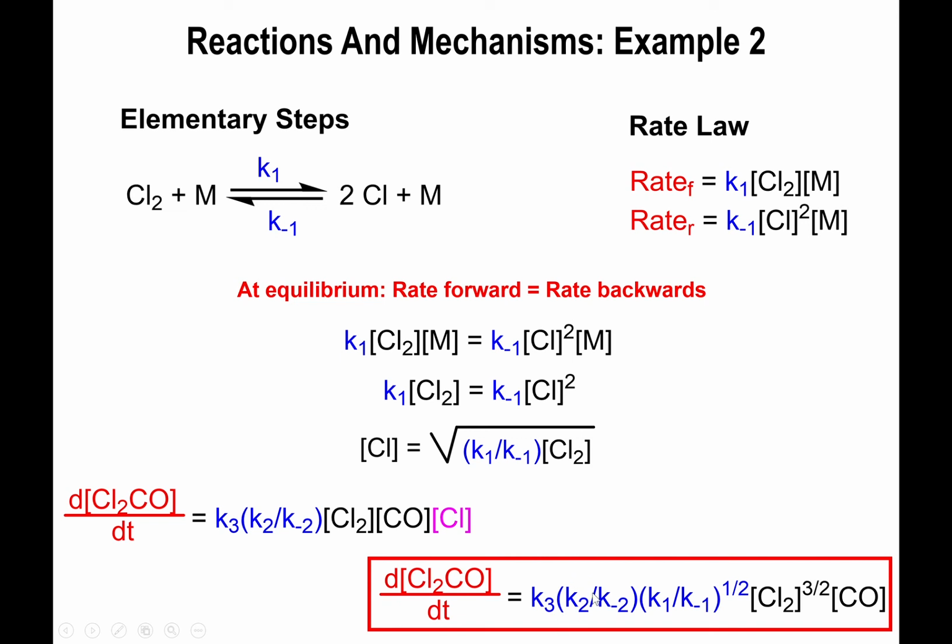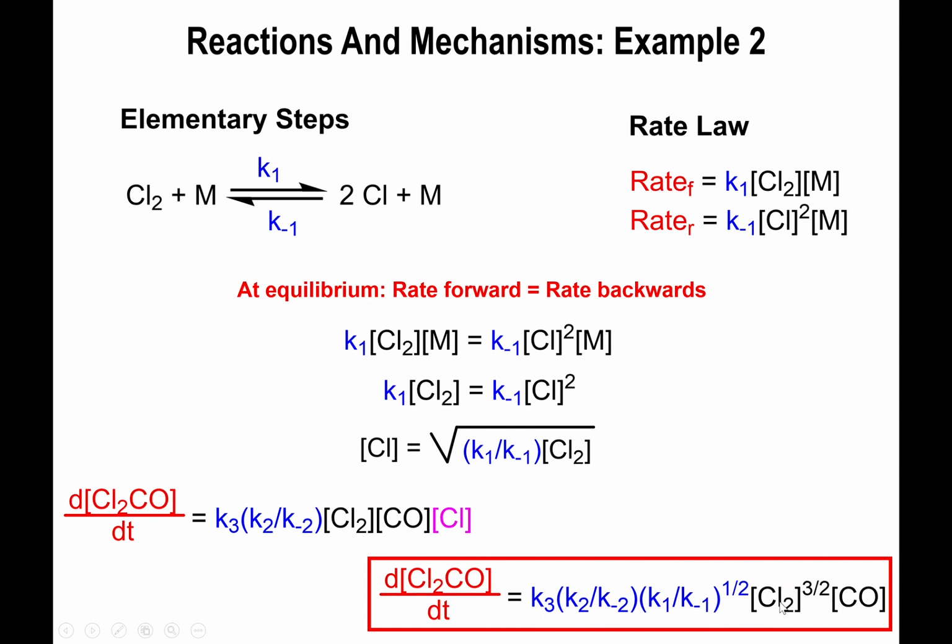And so you end up getting an expression that looks kind of funky for the rate constant. But just remember, K3, K2, K negative 2, K1, and K negative 1, they're all constants anyway. So multiplying them together is just going to give you a singular value that you can just call K. And beyond that, the part that really matters is your [Cl2] to the three-halves power, right? It's three-halves because we had one Cl2 to begin with, but then we introduced Cl2 to the 1/2 power since it was present inside the square root. That's also multiplied by [CO].